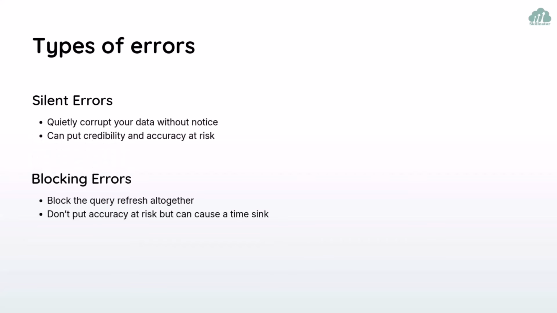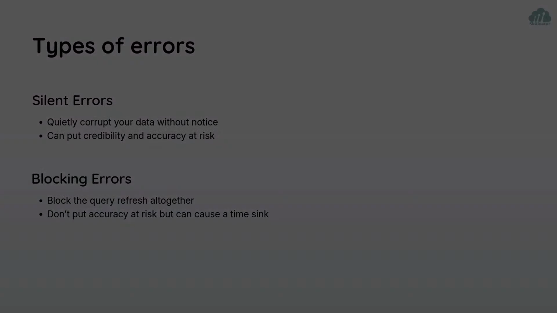This leads us to discuss another important concept that we'll need to keep in mind because we'll be referring back to it throughout the course. There are two types of errors that can happen with your queries: the silent errors and the blocking errors. Silent errors are dangerous because they can corrupt your data without any warning.